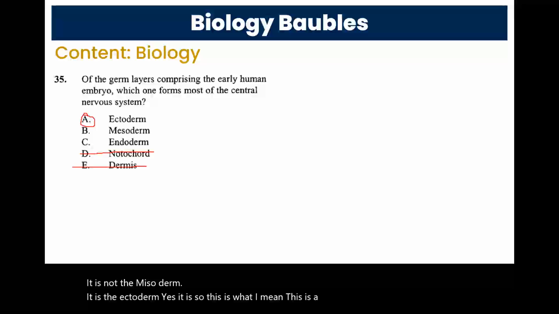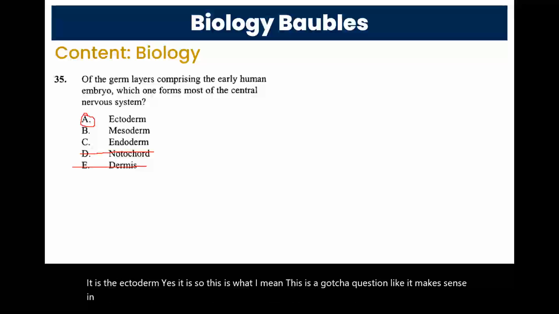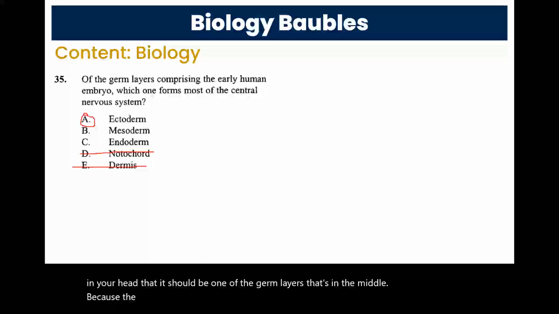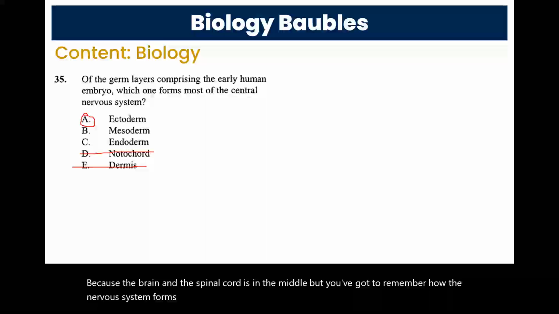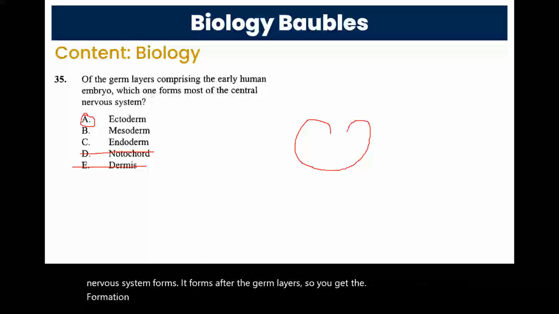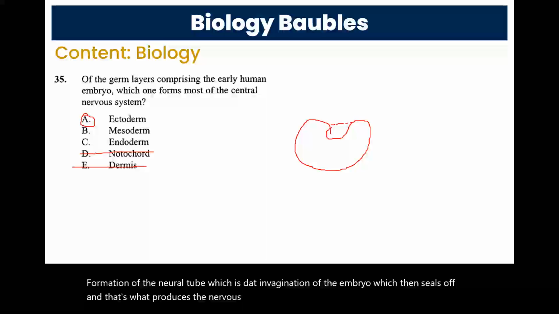It makes sense in your head that it should be one of the derm layers that's in the middle, because the brain and the spinal cord are in the middle. But you've got to remember how the nervous system forms. It forms after the derm layers. So you get the formation of the neural tube, which is that invagination of the embryo, which then seals off, and that's what produces the nervous system. So the ectoderm produces the central nervous system.